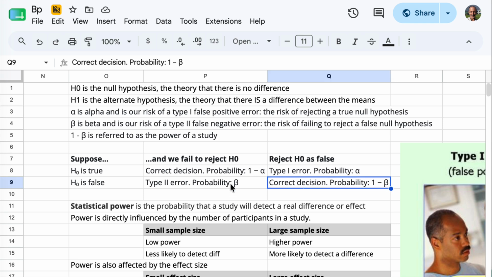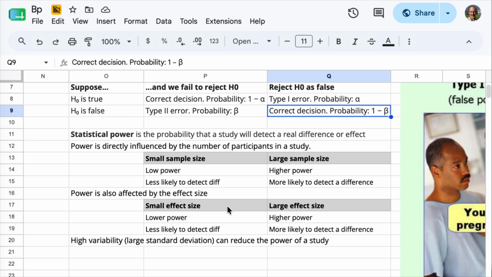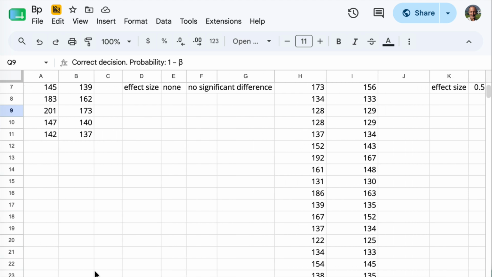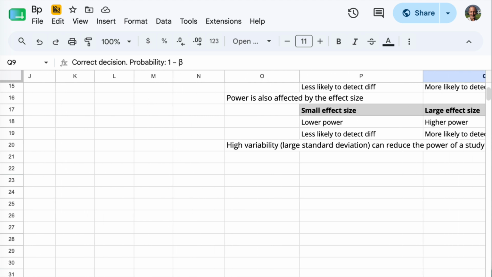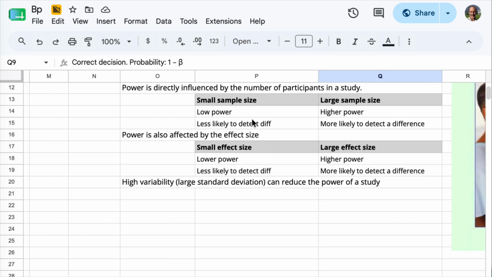If we take 1 minus our type 2 error, that's referred to as the power of the test. It tells us how powerful our test is. And power is influenced by sample size, how many people you have. If you have a small sample size, as we had back here with this setup, then you have low power and are less likely to detect a difference. If you have a large sample size, that's higher power, more likely to detect a difference.